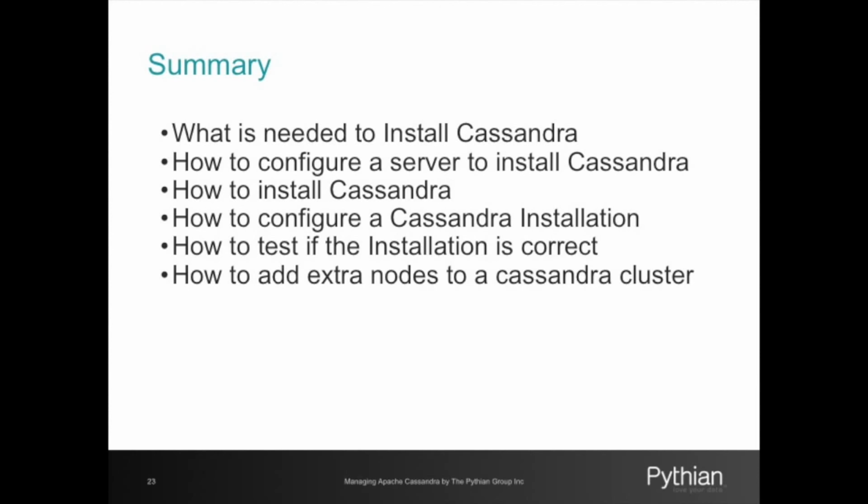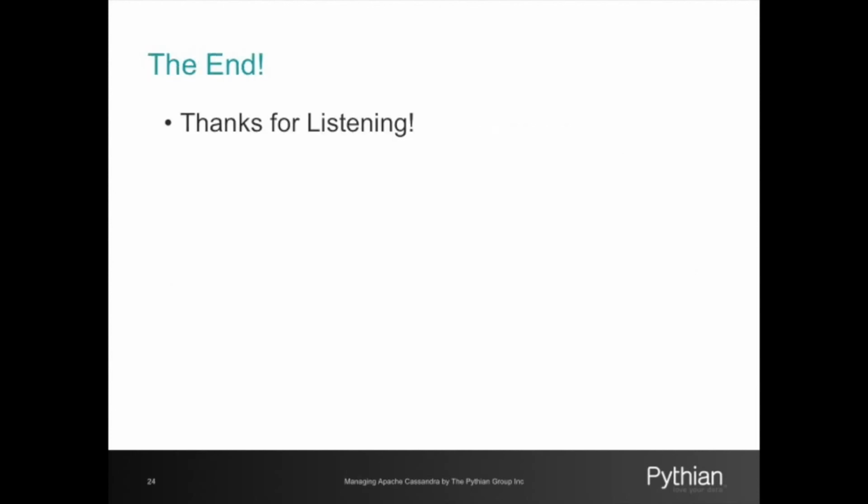So a summary of everything. What is needed to have a correct installation of Cassandra, how to actually configure the server, how to install and configure Cassandra correctly for production, also how to test and verify your installation, and how to add extra nodes to the cluster.